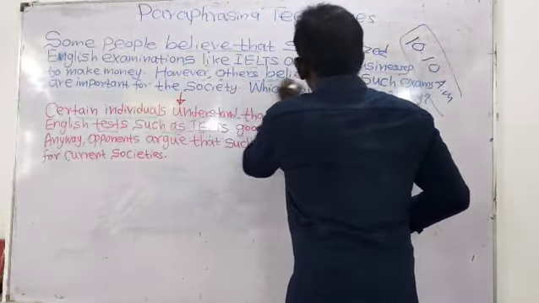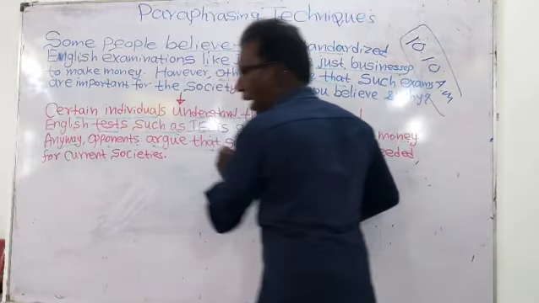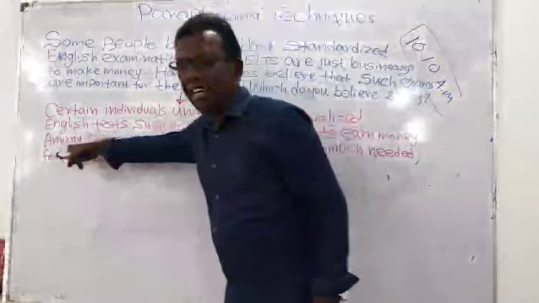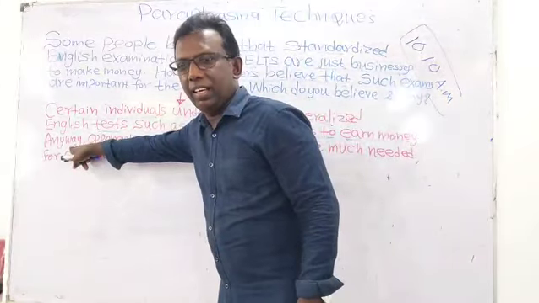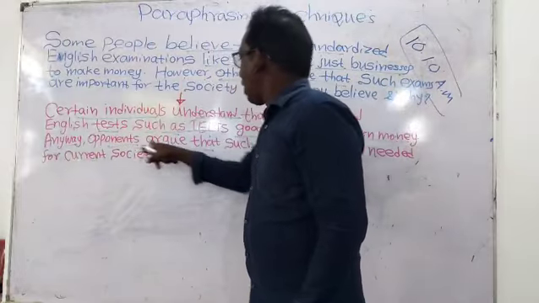However, others believe that. Here, for however, I put anyway, and for others believe that, I put opponents argue that.